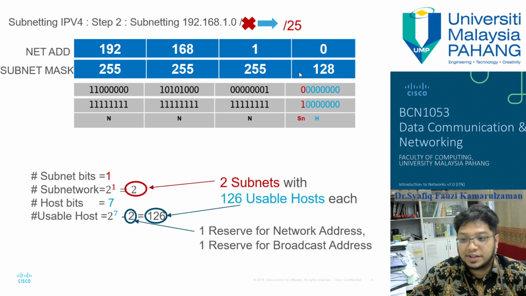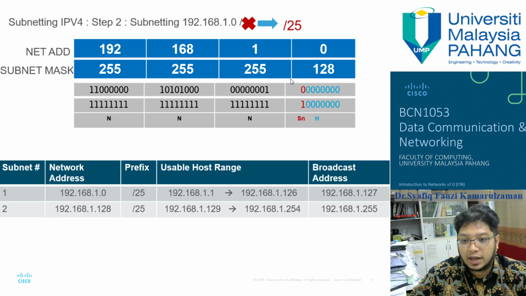So it's as easy as that. Next, when we look at the subnets that we have, we will have 2 subnets, starting with the original network address 192.168.1.0 with the new prefix /25, and the second subnet will start from 192.168.1.128. So how do you get this value as your second subnet?